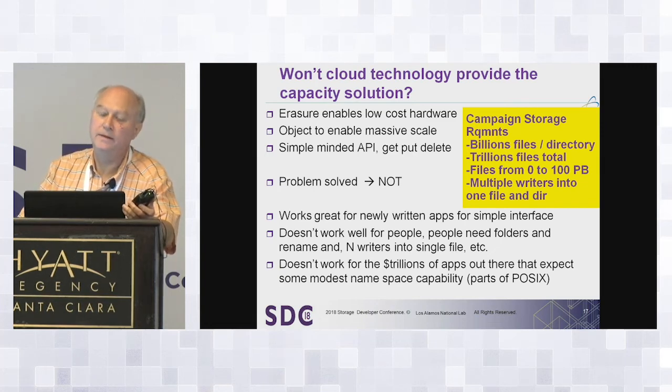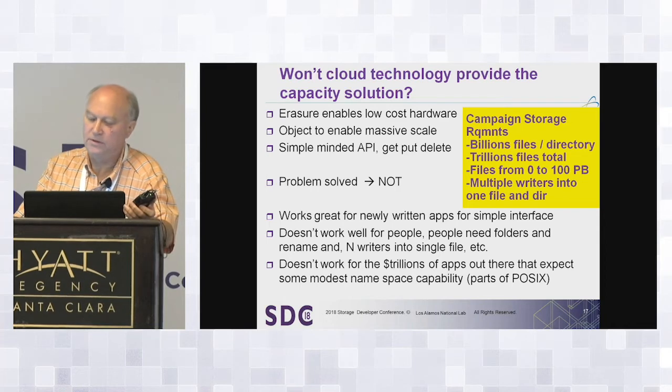Well, we tried that, and it's wonderful for a while, but we have this problem. A, we wanted low cost hardware. B, we wanted object or some kind of massive scaling. The problem is, it's got a really simple-minded API: get, put, and delete. When you're trying to put petabyte-sized files, you really need at least get stream and put stream and a few things like that. It's really hard to do otherwise.